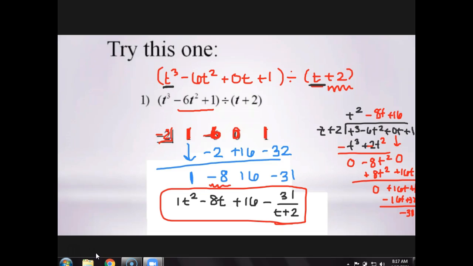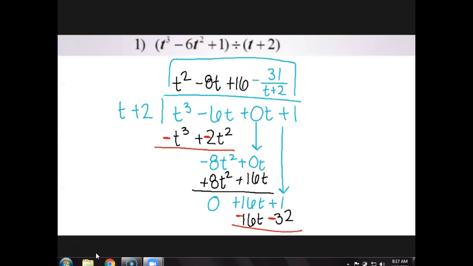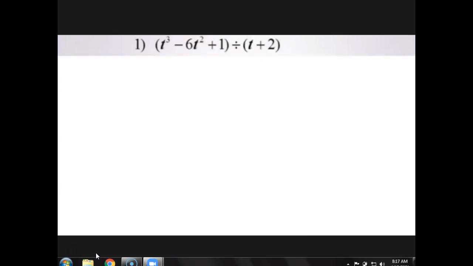Personally, I think this way is easier because you can get jumbled in your steps in long division. But once again, there are certain problems that you have to do with long division because synthetic division does not apply.